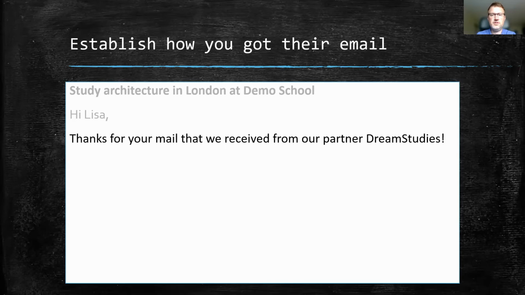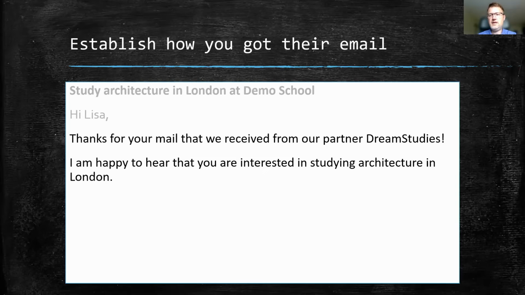This is especially important if you have received their email from a third party. A simple phrase like, thanks for your mail that we received from our partner DreamStudies will do the trick. Then I recommend getting straight to the point of what they're interested in to keep them reading. So in this case, I would write something like, I'm happy to hear that you're interested in studying architecture in London.